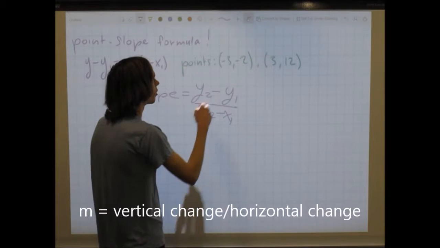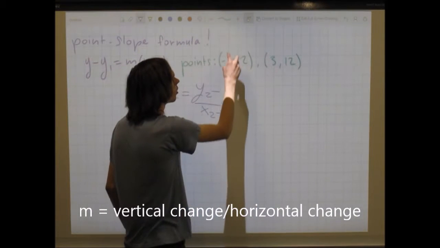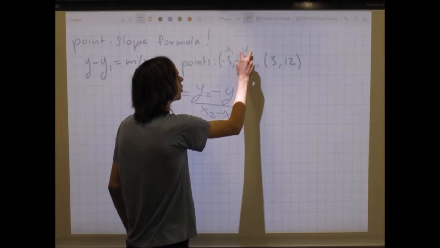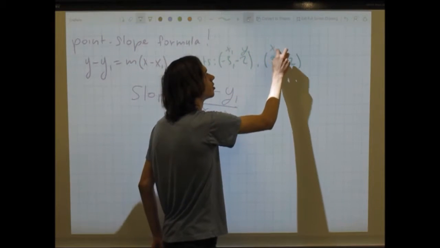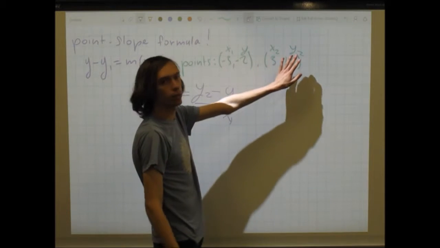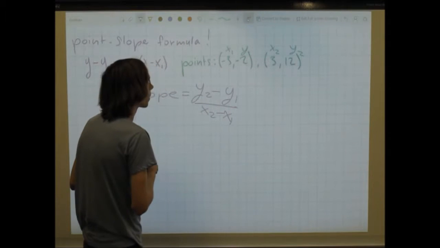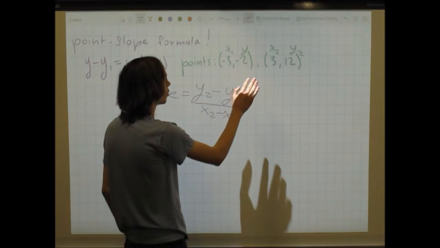Okay, so over here, if we're looking at these points, we could call this our x1, y1, right? And this could be our x2, y2 right here. I mean, we could have made this one x1, y1 and this one x2, y2, it doesn't matter, it's arbitrary. Okay, so let's compute our slope using this.